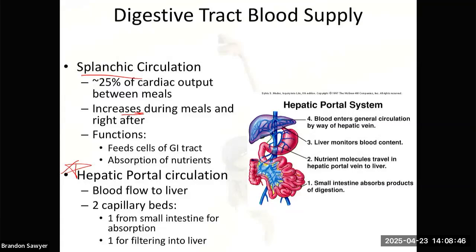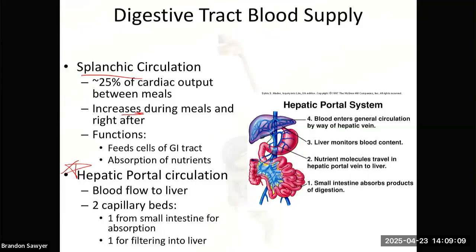So the first one is picking up the nutrients that we absorb in the GI tract, and then we take those nutrients and drop them off at the liver. That's what the portal vein does. The portal vein drops off everything at the liver. That's where we process all of our nutrients. And so that second capillary bed is in the liver for dropping off nutrients there.